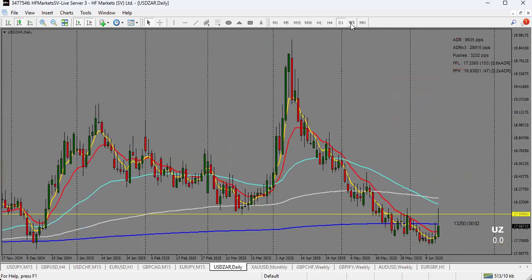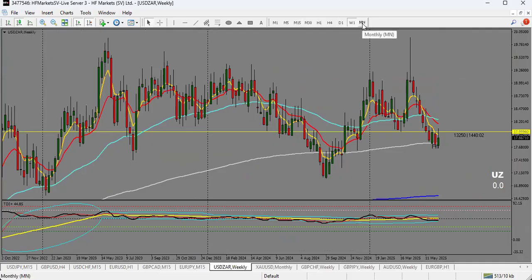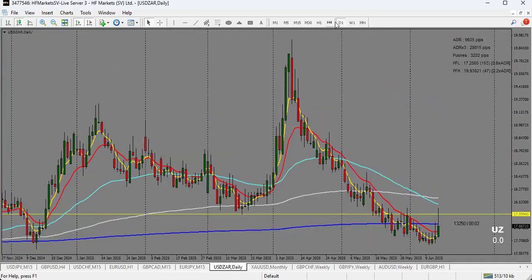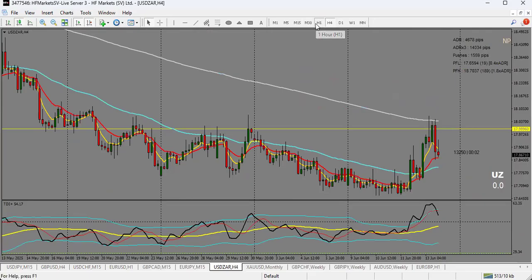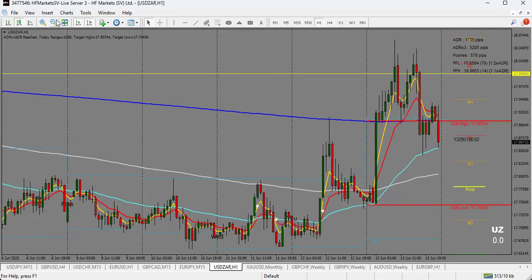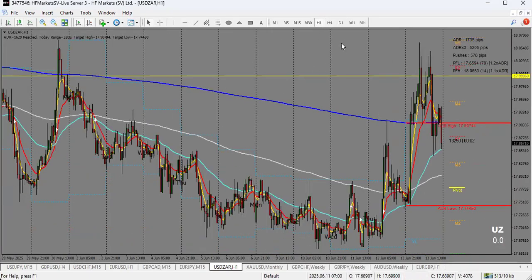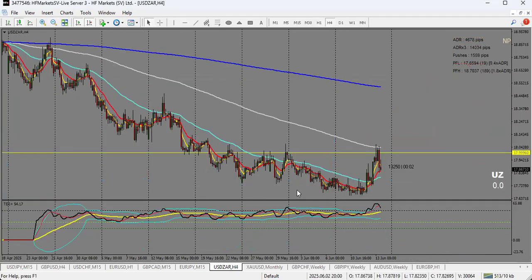We have an exotic pair here. We have USD ZAR, and USD ZAR had finally moved last week. So we are having a peak formation here on USD ZAR, peak formation low. We had consolidation for about 2 weeks.